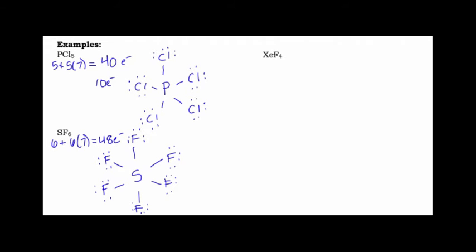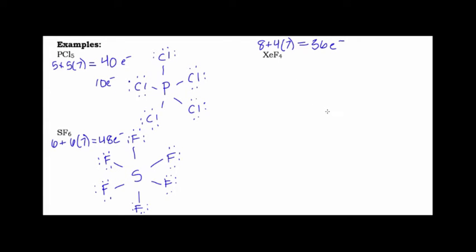Okay, this one's a little bit strange because xenon is a noble gas, but fluorine is actually able to bond with xenon because xenon is such a large atom and fluorine is so small and so electronegative that he can take his electrons or share them. So xenon has 8 valence electrons, very, very uncommon for it to bond. Plus 4 times 7. So you'll have a total of 36 electrons in this case.